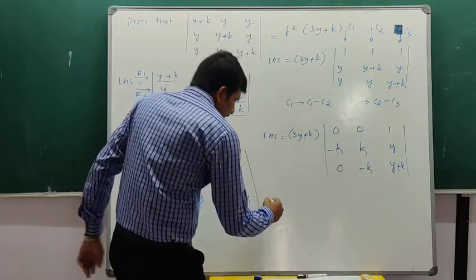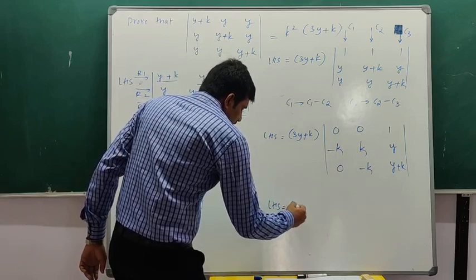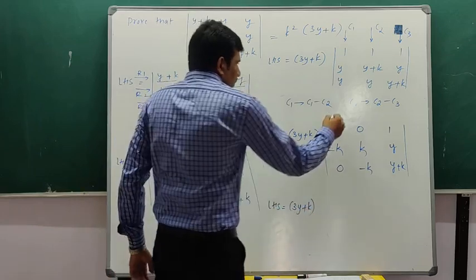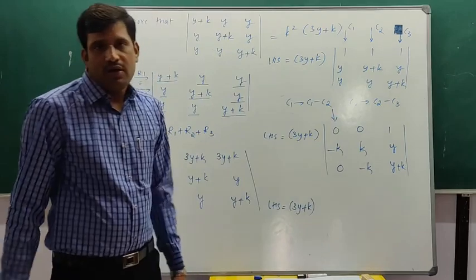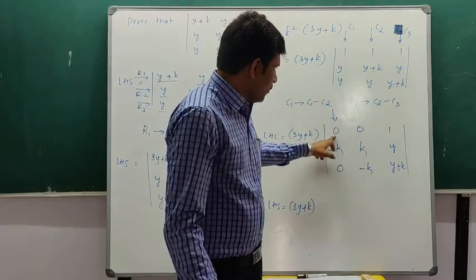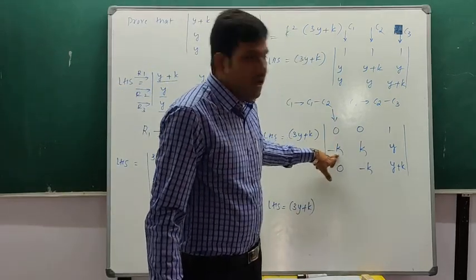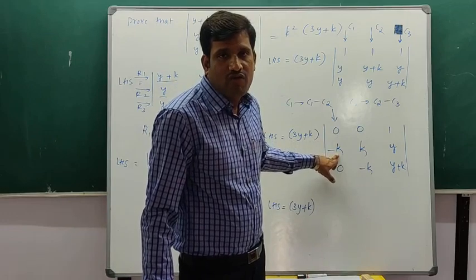Now see here, LHS is equal to, now it is 3y plus k. So what is common in the first column? I can take k common. We can take anything common from 0. So now these two elements are 0. Now this is k. I can take k common from the first column.